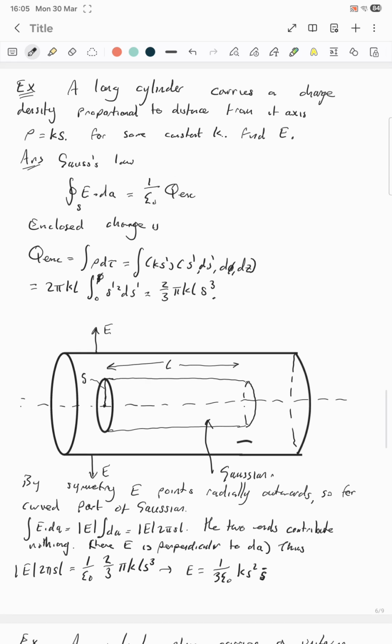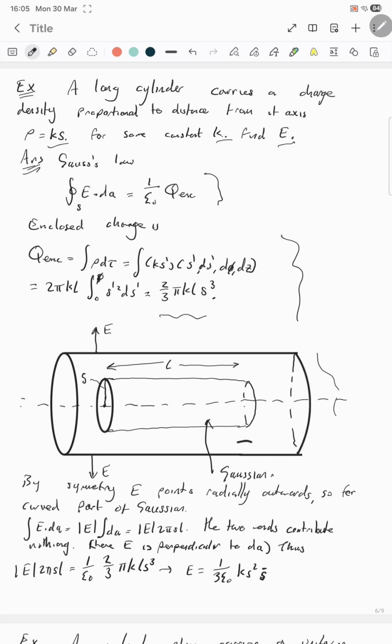Now, here's another example. A long cylinder carries a charge density proportional to the distance from its axis, rho equals k s, where for some constant k we need to find the electric field E. Now, answer: we use Gauss's law again. Applying Gauss's law to this symmetry here, we'll get this for our Q enclosed. Now, we're putting primes on this so we don't get confused when we go through integration, and we'll get this as our answer because of symmetry.